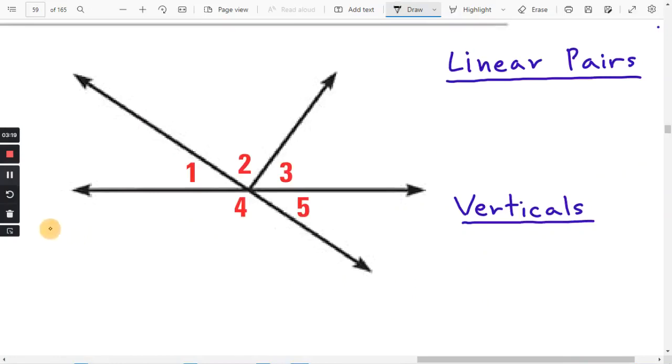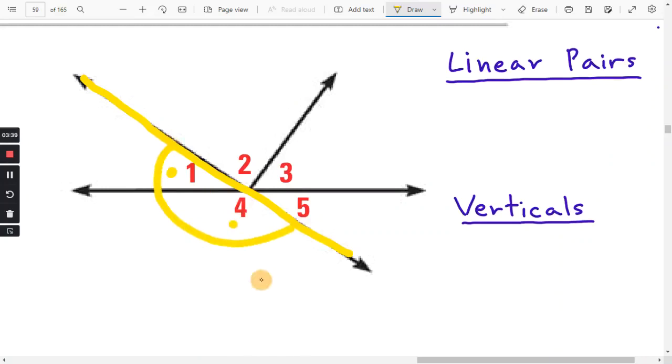All right, let's see for the linear pairs. If I can highlight a straight line, this line right here is a straight line. So we want two angles that make up that line. Okay, and we have angle 1 and angle 4. All right, together, those two make the straight line. That's a linear pair. So we have 1 and 4. Now if we go to the other side of this straight line, we have 3 angles. So that's no good.